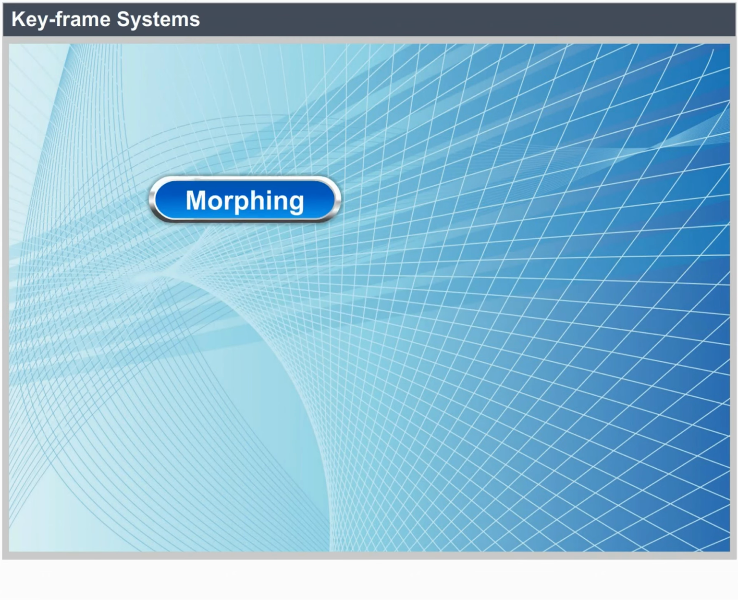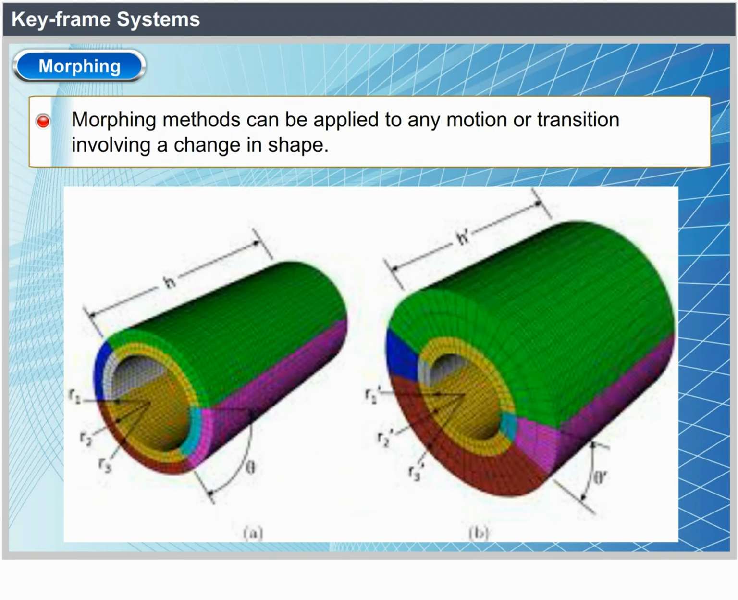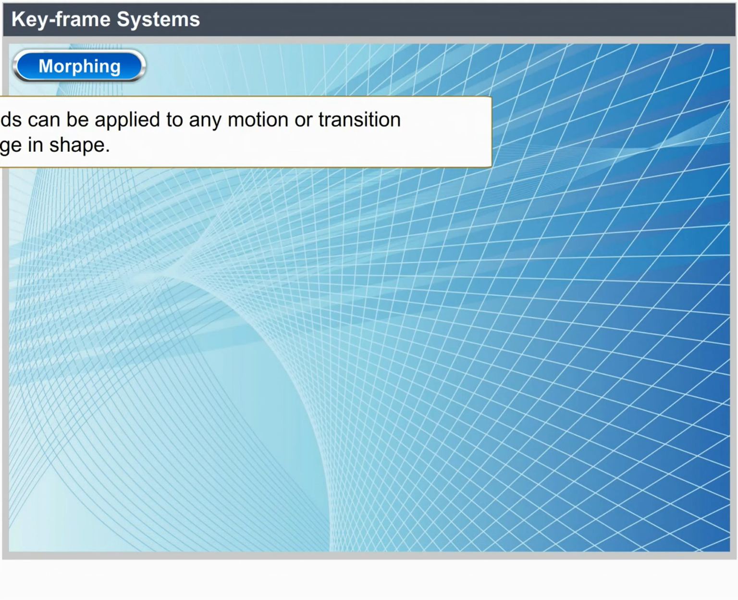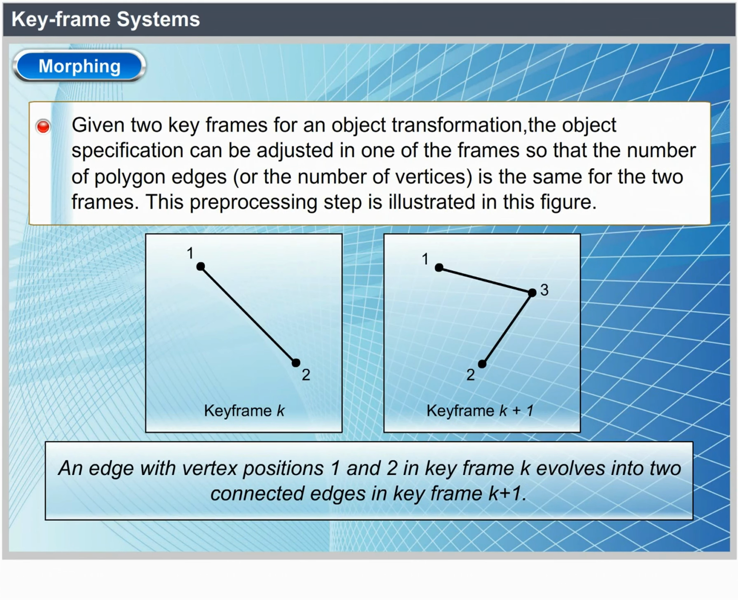Morphing. Transformation of object shapes from one form to another is called morphing, which is the shortened form of metamorphosis. Morphing methods can be applied to any motion or transition involving a change in shape. Given 2 keyframes for an object transformation, we first adjust the object specification in one of the frames so that the number of polygon edges or the number of vertices is the same for the 2 frames. This pre-processing step is illustrated in this figure.